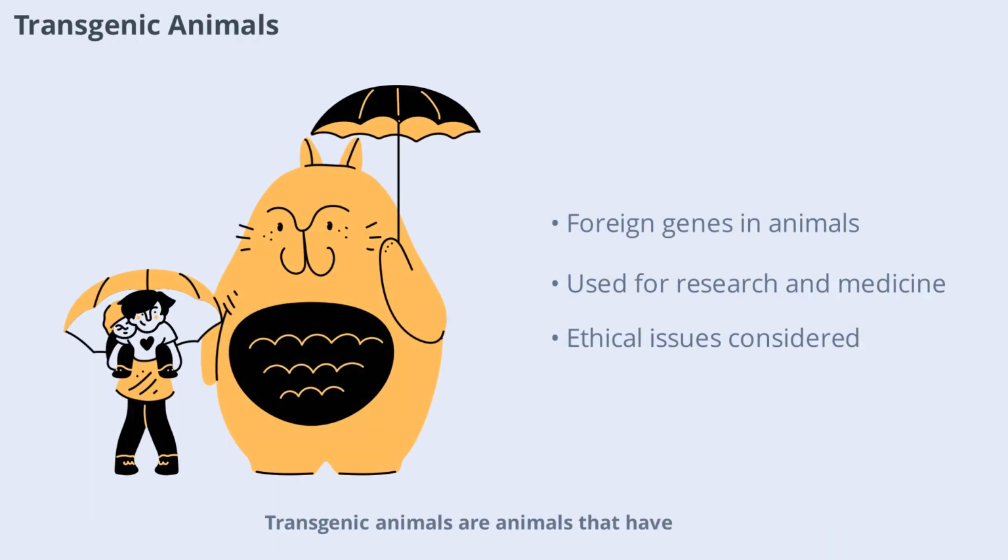Transgenic animals are animals that have had foreign genes inserted into their genomes. These animals are used in research to study gene function, model human diseases, and produce valuable proteins. Transgenic technology has led to breakthroughs in medicine and agriculture, but also requires careful ethical consideration.